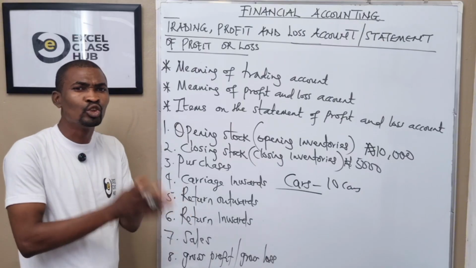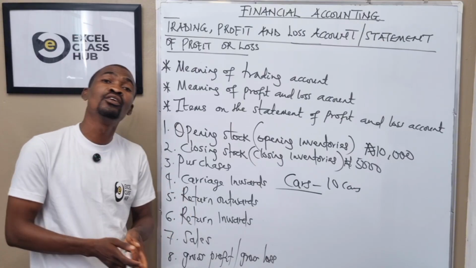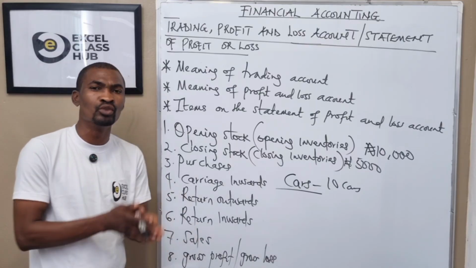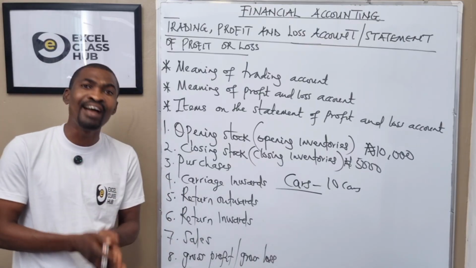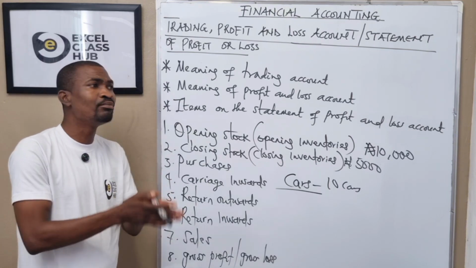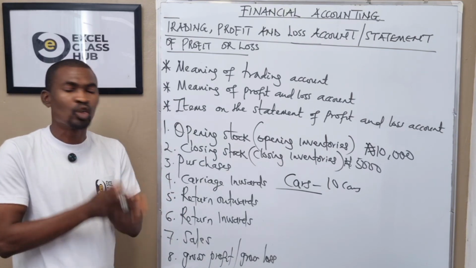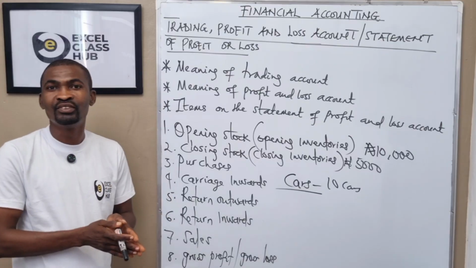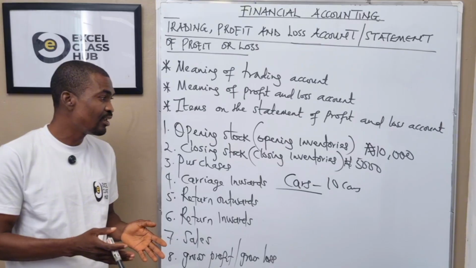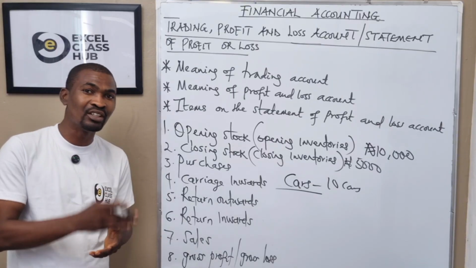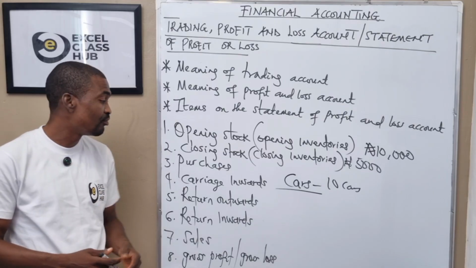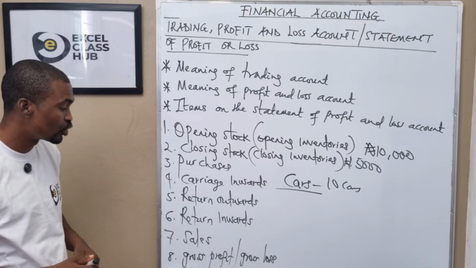From the business to the supplier, or goods returned from the seller to the supplier. It's possible that you purchase some goods from the supplier, from the manufacturer, from the producer, and you discover that by the time you bring them to your firm, some items are not okay. It is within your right to return them, and they replace them with another one. So goods returned from the seller to the supplier is termed return outwards.